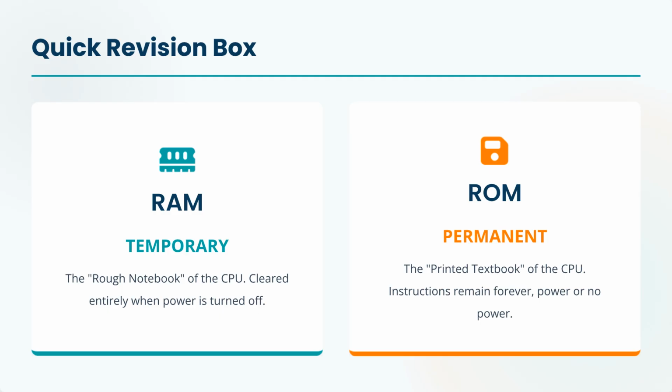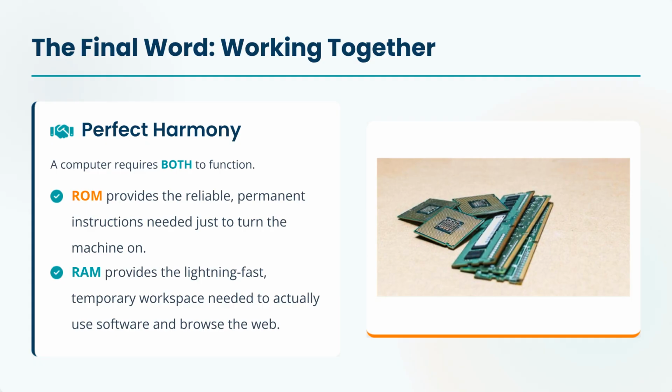For a quick revision, RAM is temporary, like a rough notebook, and is cleared when power is off. ROM is permanent, like a printed textbook, and its instructions remain forever, with or without power. In perfect harmony, a computer needs both. ROM provides the reliable, permanent instructions for turning the machine on. RAM offers the lightning-fast, temporary workspace needed to actually use software and browse the web.